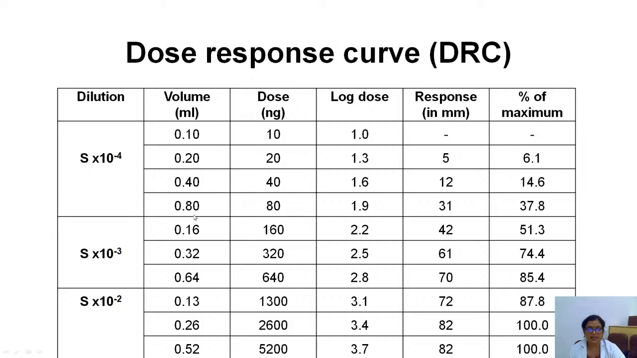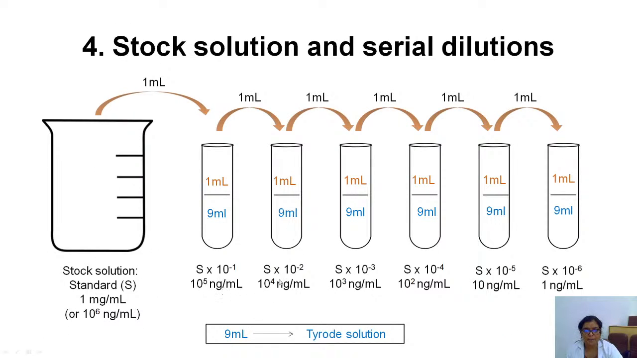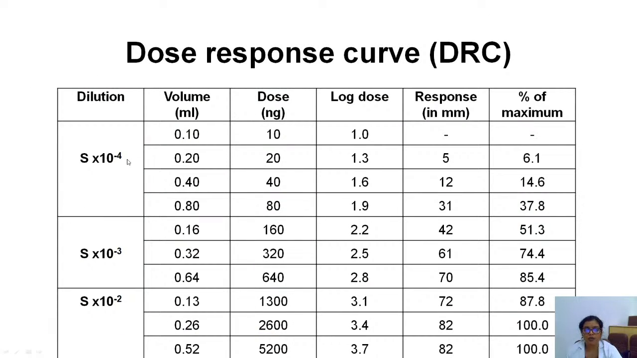So how do you go on increasing the dose? I am showing you this table because you can be asked this in the exam. You are given a table and asked to complete it. The first dose we started with was 0.1 ml of the 10 to the power minus 4 solution. Go to the previous slide, see, 10 to the power minus 4 contains 100 nanogram, if you are diluting this 1 mg per ml. So I am giving 0.1 ml of 100 nanogram, which means I am giving 10 nanogram as the dose. Similarly, I kept on doubling the dose.